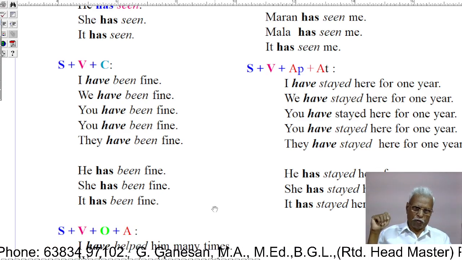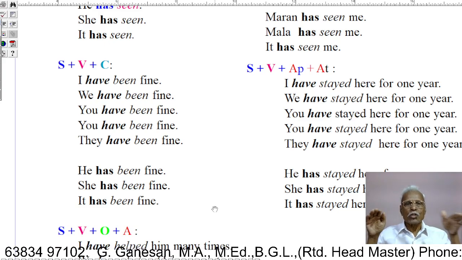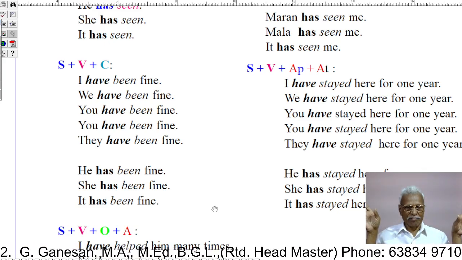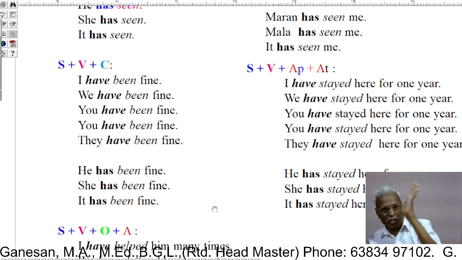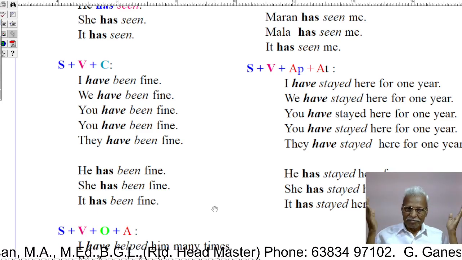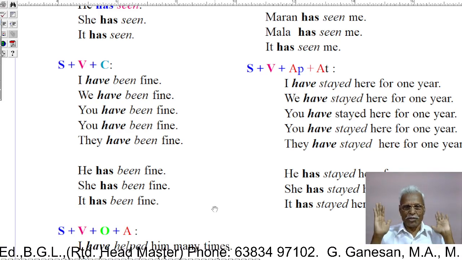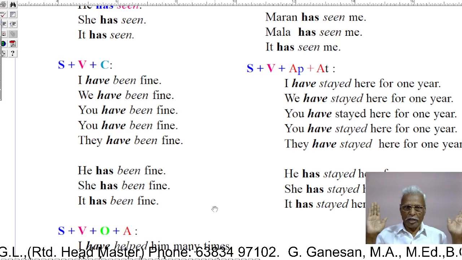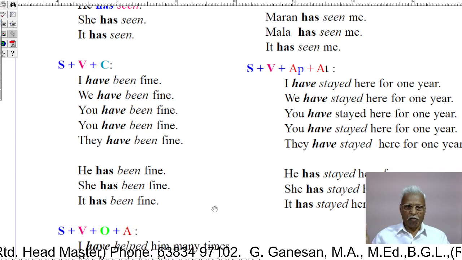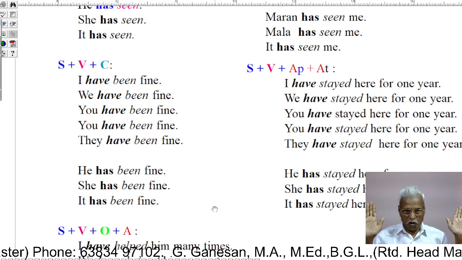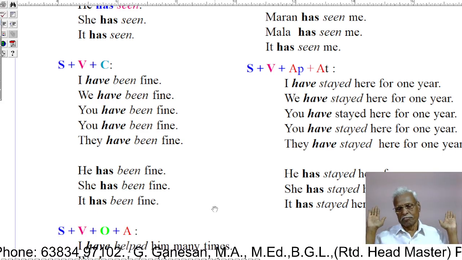Then I was fine. So now I am telling, I have been fine, without mentioning the time. All these, others say, for these eight subjects. We have been fine, you have been fine, they have been fine, he has been fine, she has been fine, it has been fine.